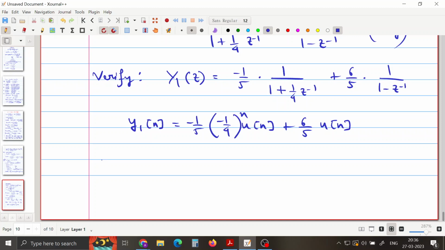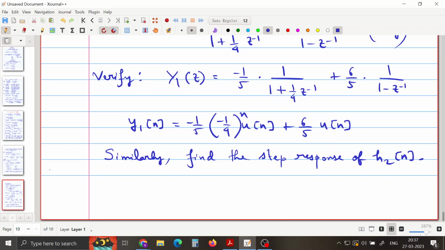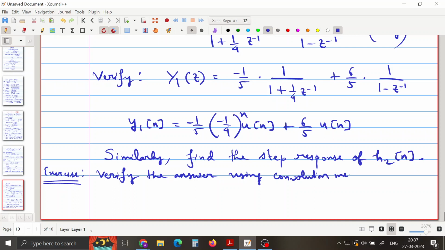And similarly, as an exercise, verify the answer using convolution.